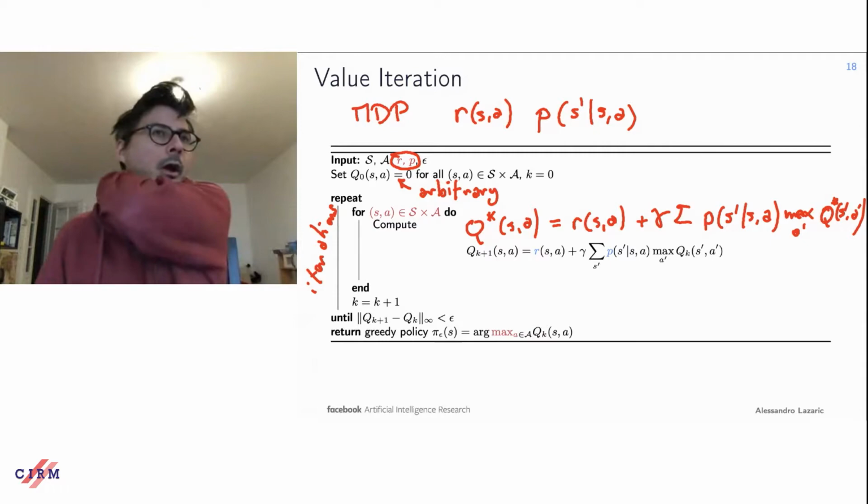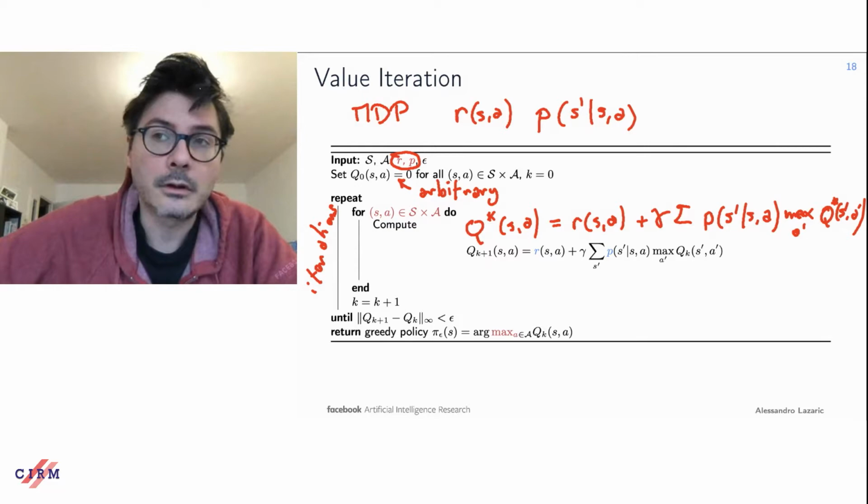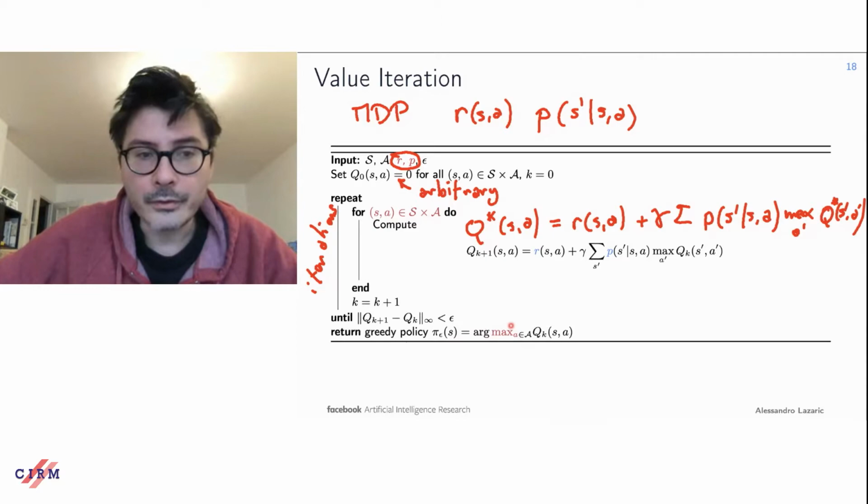And the algorithm, of course, what we care about from moment zero is policies. And so what this algorithm produces is a policy which is obtained as the greedy policy of the last action value function that has been returned.